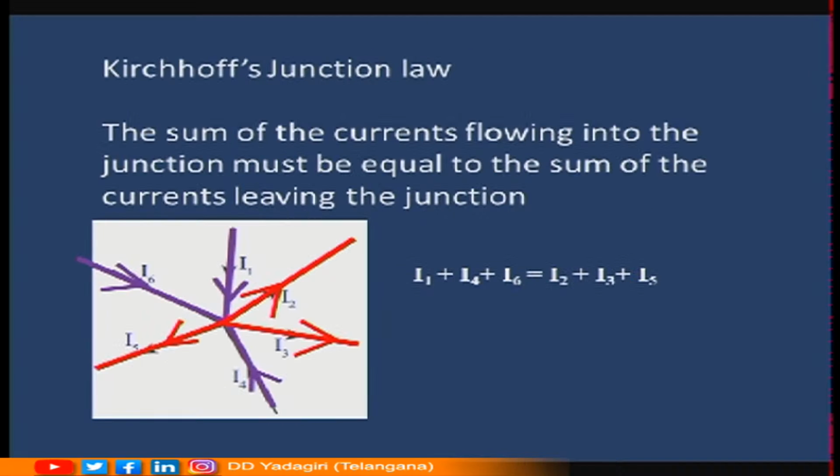Kirchhoff's junction law, which says the sum of currents flowing into the junction must be equal to the sum of the currents leaving the junction. So, in this case there are 6 wires and 3 currents I1, I4 and I6 are flowing towards the junction, and I2, I3, I5 are flowing away from the junction. So, I1 plus I4 plus I6 is equal to I2 plus I3 plus I5.